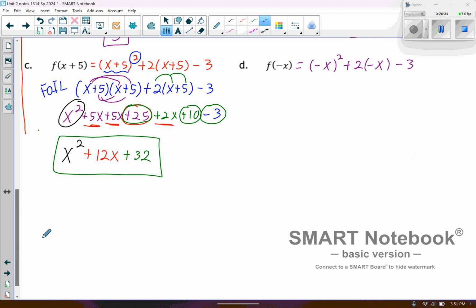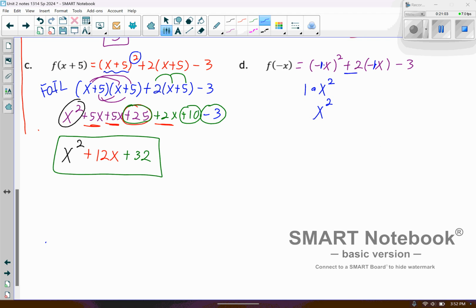Okay, so as stated earlier, that negative x has that understood 1 with it. So it's really like negative 1 times x. Okay, so whenever I square this, the negative 1 times negative 1 becomes positive 1. And then x squared is x squared. So I end up with 1x squared, or I'll probably just end up writing it like x squared. I don't really need to put the times 1 out in front.